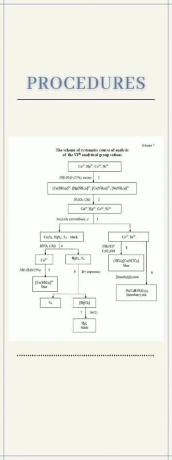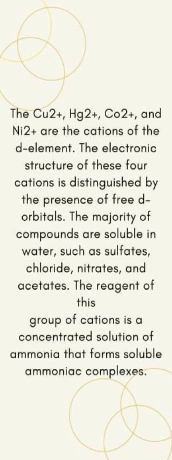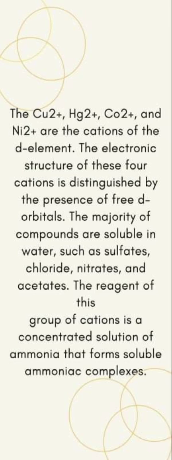Procedure. The cupric ion, mercuric cation, and cobalt and nickel ions are the cations of the d element. The electronic structure of the four cations is distinguished by the presence of pre-d orbitals. The majority of compounds are soluble in water, such as sulfates, chlorides, nitrates, and acetates. The reagent of this group of cations is a concentrated solution of ammonia that forms soluble ammonia complexes.